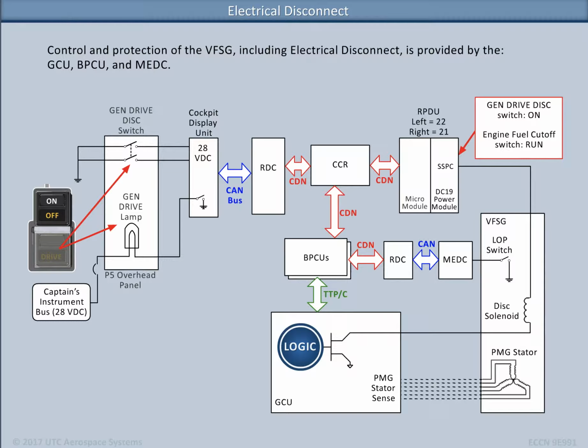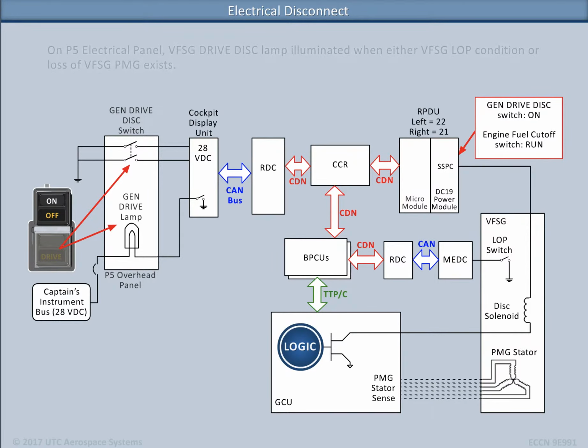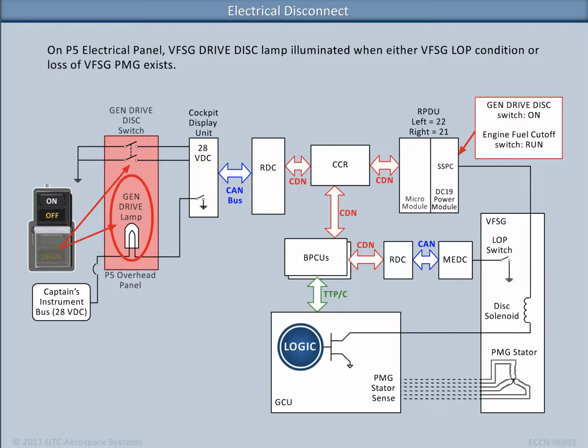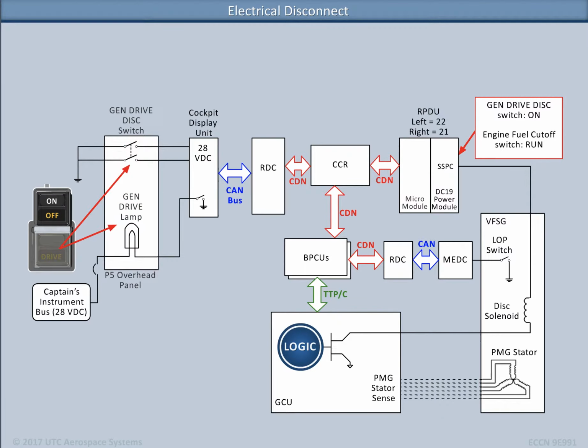Control and protection of the VFSG, including electrical disconnect, is provided by the Generator Control Unit, GCU, Bus Power Control Unit, BPCU, and Main Engine Data Concentrator, MEDC. On the P5 electrical panel in the flight deck, the VFSG generator drive lamp is illuminated when there is either a VFSG low oil pressure condition or a loss of the VFSG permanent magnet generator. Permanent magnet generator stator wires are used to sense a rotor bearing failure in the VFSG.